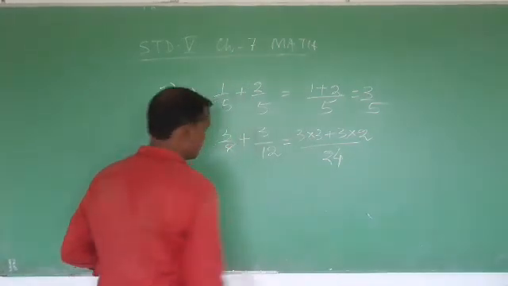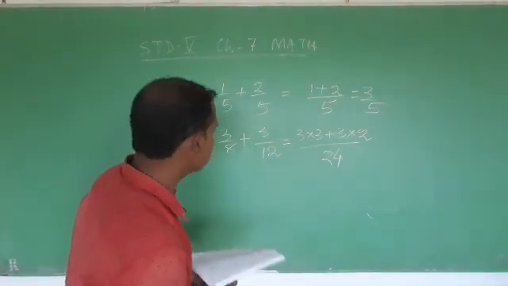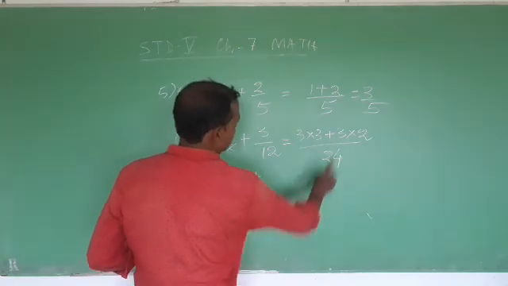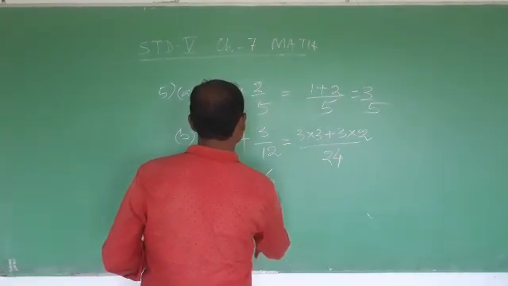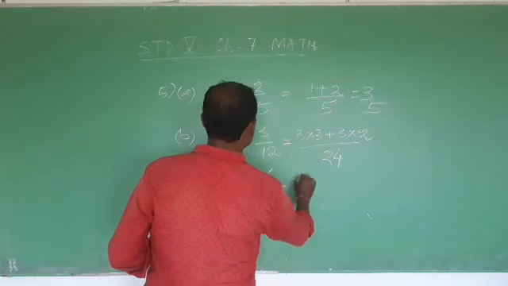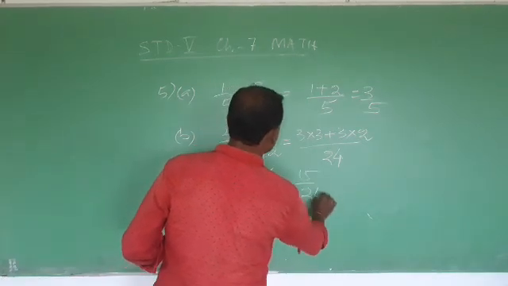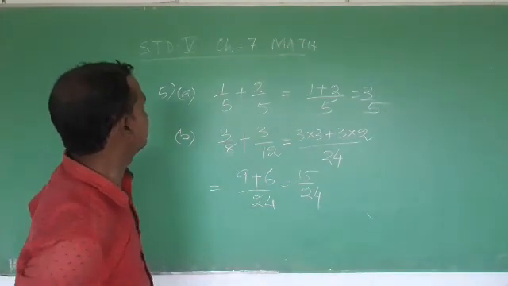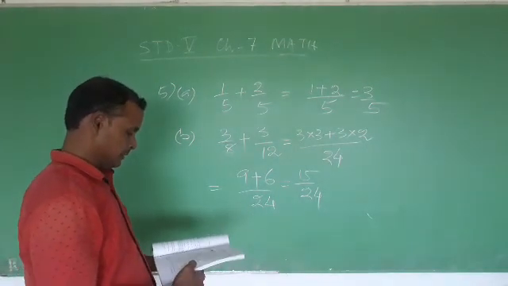Now the fraction becomes, see, 3 into 3 is 9 plus 3 into 2 is 6, divided by 24. This equals 15 by 24. So this is about addition of fractions.